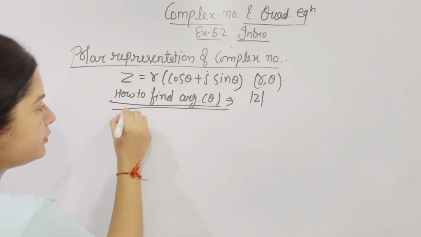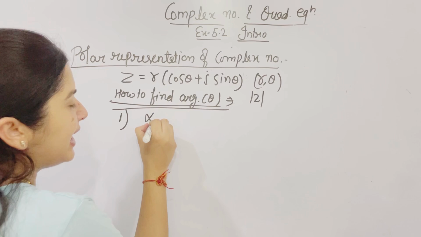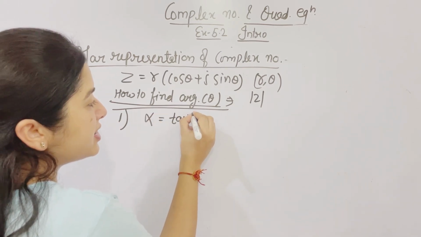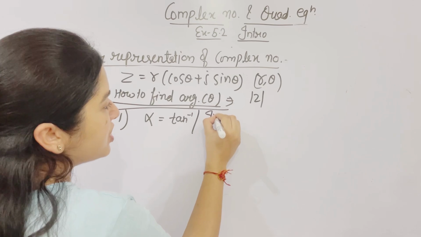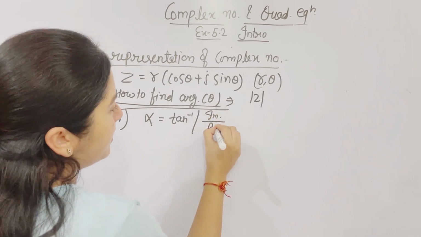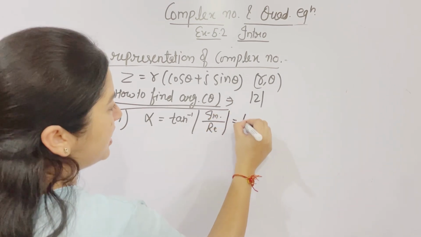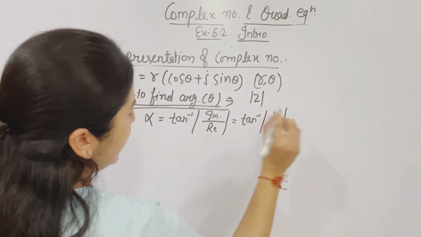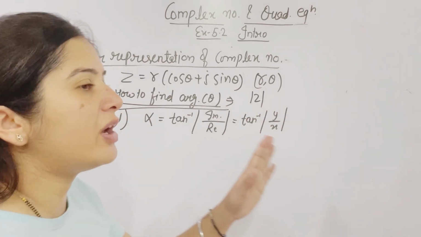Number 1, you have to find alpha, any alpha. That alpha will be tan inverse modulus of imaginary part upon real part. Means tan inverse modulus y upon x. That's it. First of all you have to find the alpha.